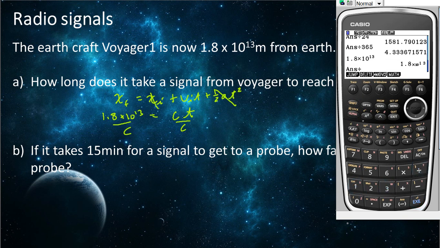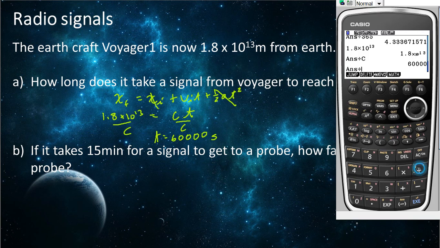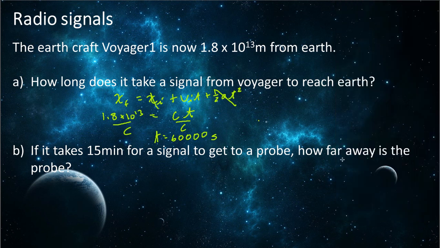And I'm going to divide that by c and get 60,000. So t equals 60,000 seconds. Again, that's not very useful, so I'm going to change that to minutes. So I'll divide by 60 to give me minutes, and then I'll divide that by 60 to give me hours, and 17 hours.